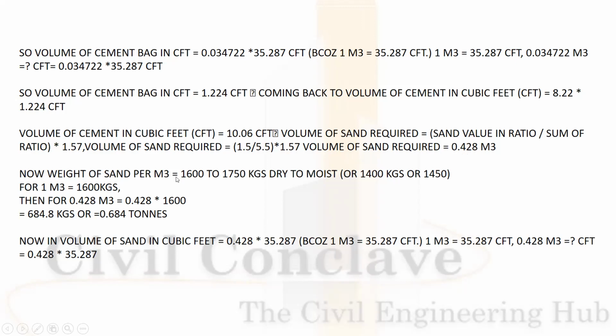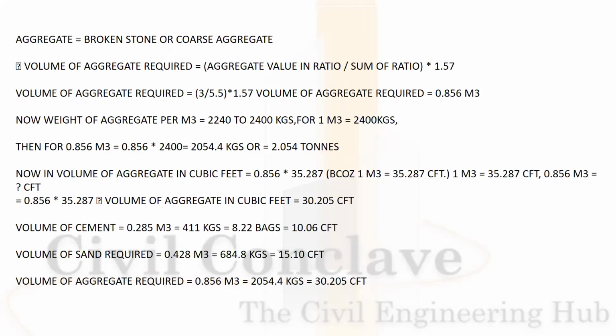Now weight of sand per m cube is 1600 to 1700 kgs. For 1 m cube, that is 1600 kg. Then 0.428 cubic meter, 0.428 into 1600, that is 684.8 kgs or 0.684 metric ton. Now volume of sand in cubic feet is 0.428 into 35.287, because 1 cubic meter is equal to 35.287 CFT.